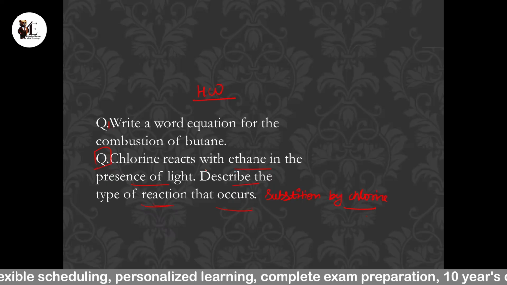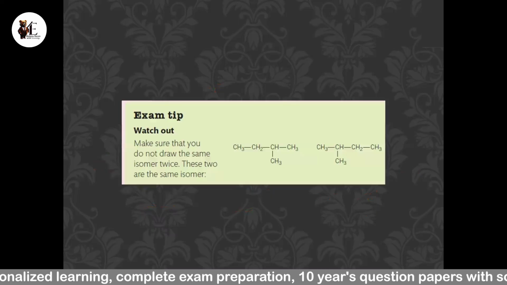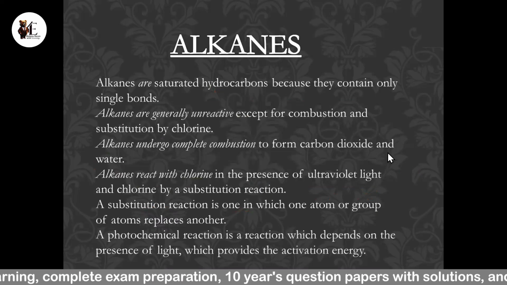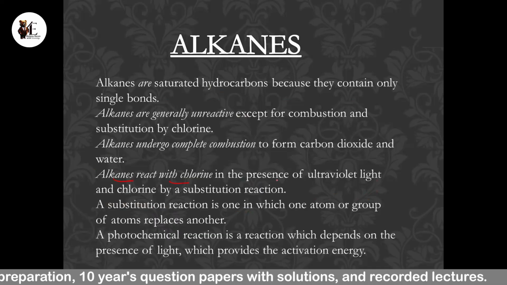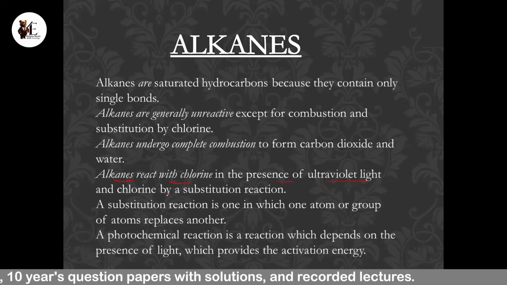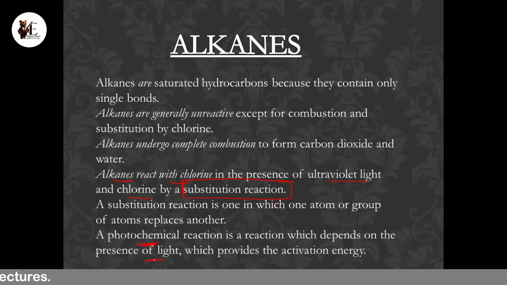Chlorine reacts with ethane in the presence of light. Basically, the mechanism is substitution. Here we have studied: alkanes react with chlorine in the presence of ultraviolet light and chlorine by a substitution reaction. So the name of the reaction is substitution reaction by chlorine. In a photochemical reaction, it depends on the presence of light. It doesn't say UV light here, which provides activation energy.